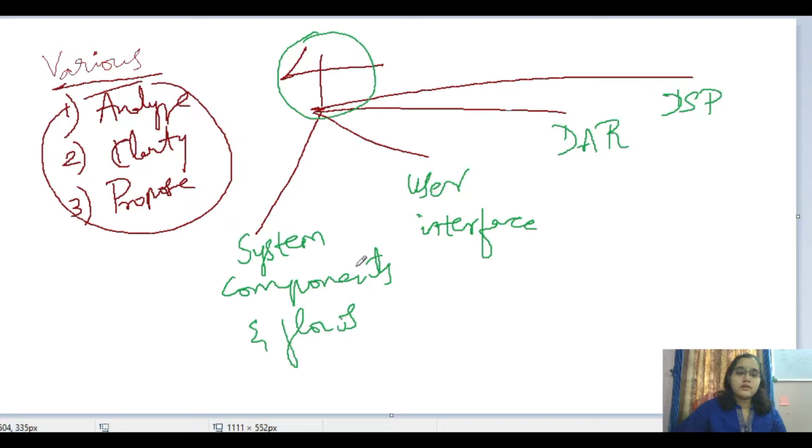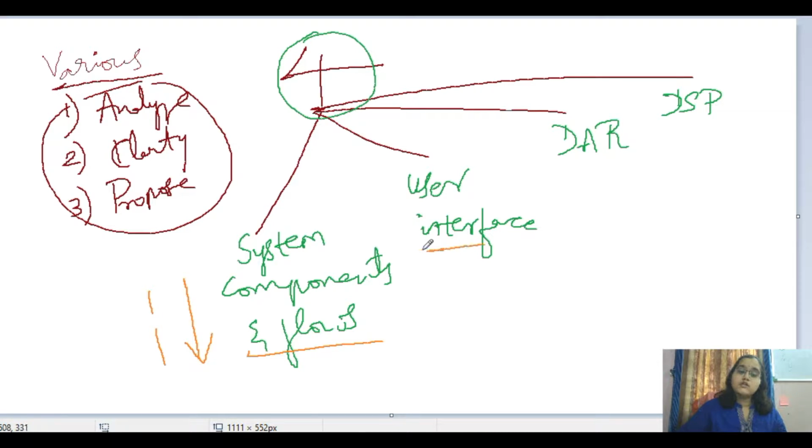So the tools are classified into four categories: system component and flow, user interface, data attributes and relationship, and detailed system process. System component and flow: what comes under this? You can take the example of a flow chart. This category shows how the data flows in the organization, how the data is processed between the hardware and the media, and what will be the output. So a flow chart is an example of system component and flow.